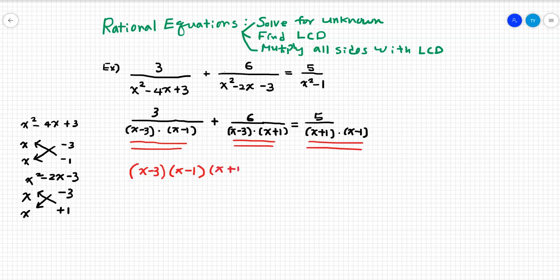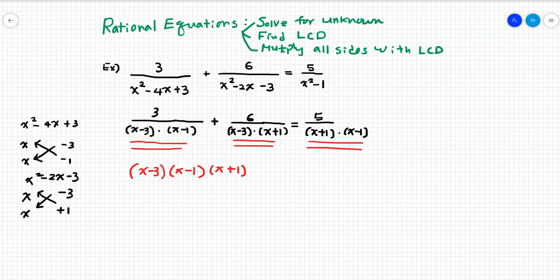So how do we know which one to select? Usually the way we select the LCD is you just look at the denominators and select the terms. If you have all the terms already there, then you don't have to pick again. You select all the terms, not the duplicates. Whatever terms you have, you're just going to select them.